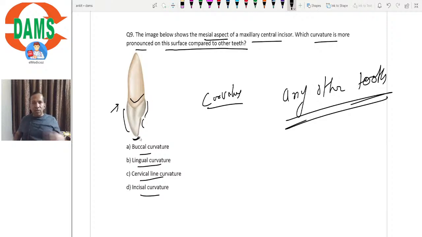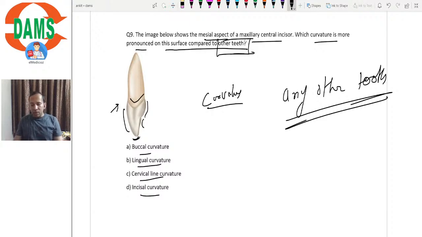right? So which amongst these four curvatures is most prominent on maxillary central incisor compared to any other tooth in the human dentition, right? तो ह्यूमन डेंटिशन मैंने अपनी तरफ से जोड़ दिया यहाँ पर, क्योंकि यहाँ पर इन्होंने वैसे लिख दिया ना कंपेयर टू दी अदर टीथ, तो अदर टीथ का मतलब ही ये है कि ऑल दी अदर टीथ.